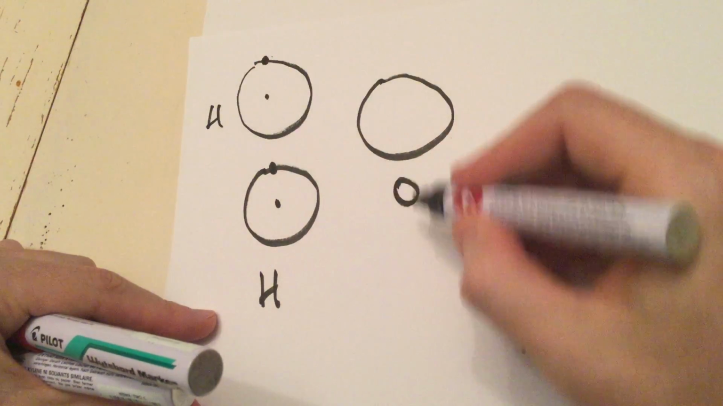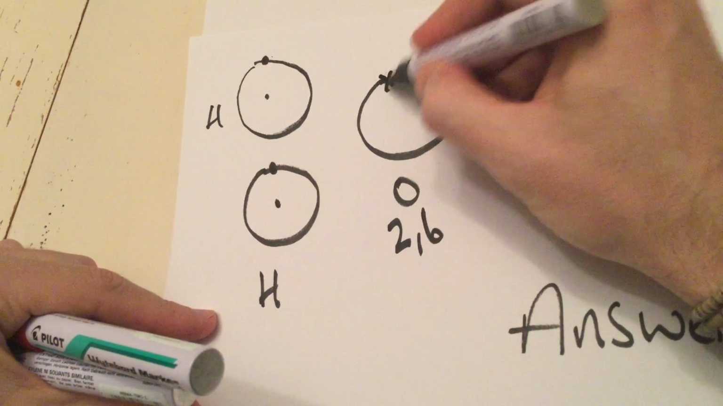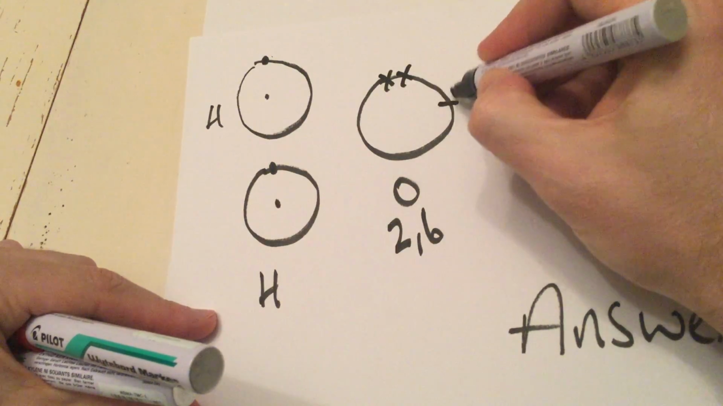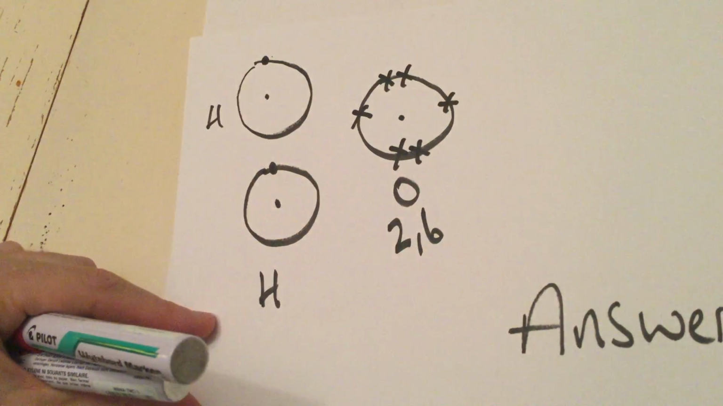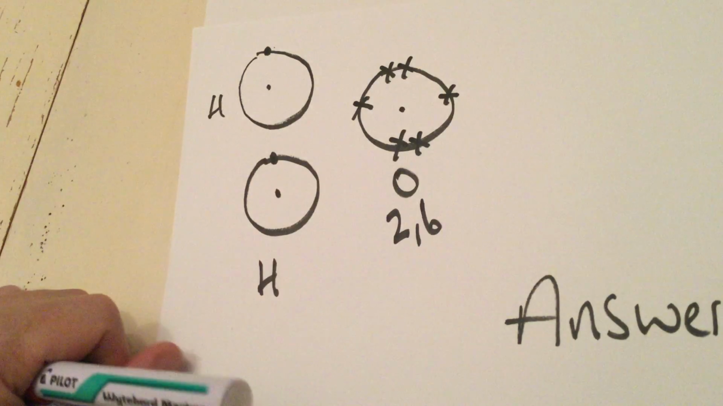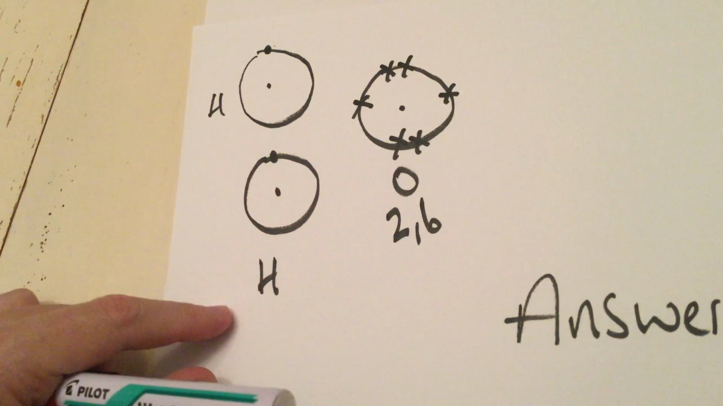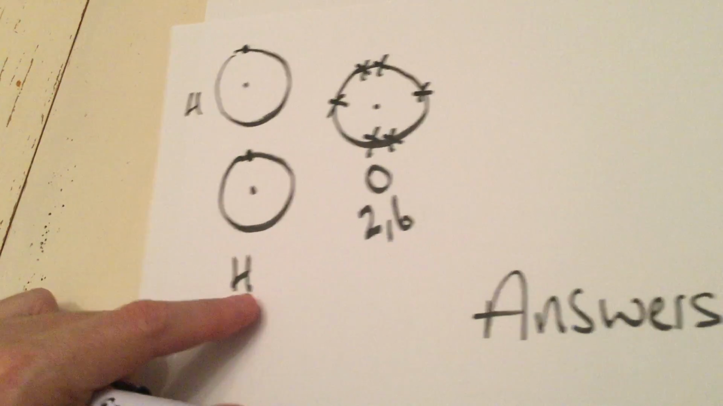This is oxygen. Oxygen has 8 electrons, which is 2, 6, and I'm just going to draw 1, 2, 3, 4, 5, 6. I'm just going to do the outer electrons again so we don't get confused. So there's my before picture. You should have the same picture drawn. If you haven't, work out why you haven't got it, and draw the correct picture in place.